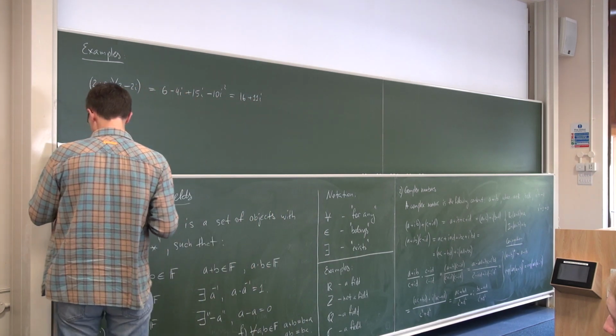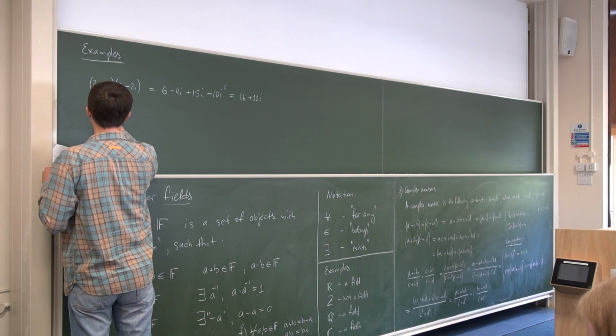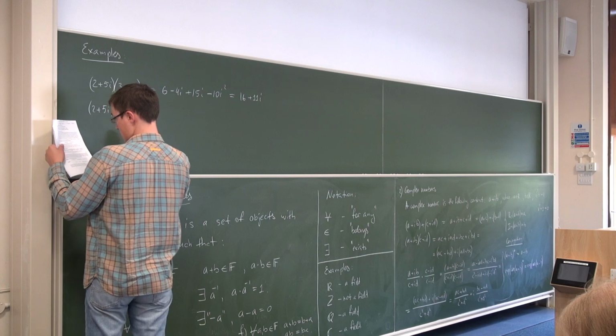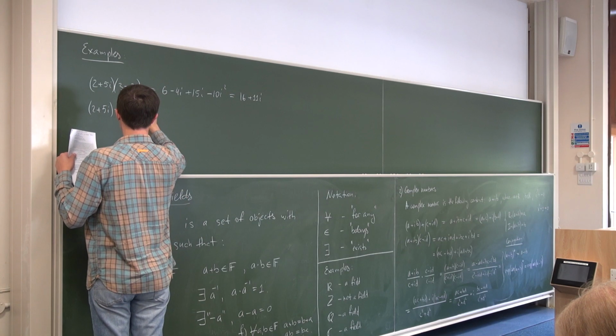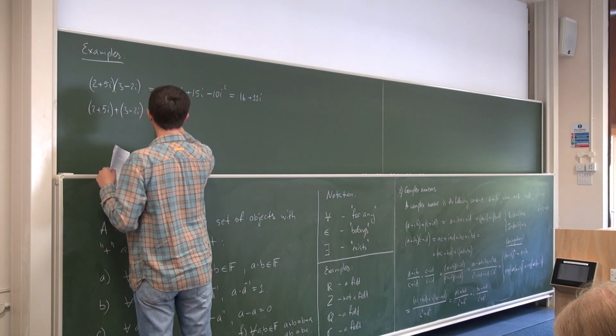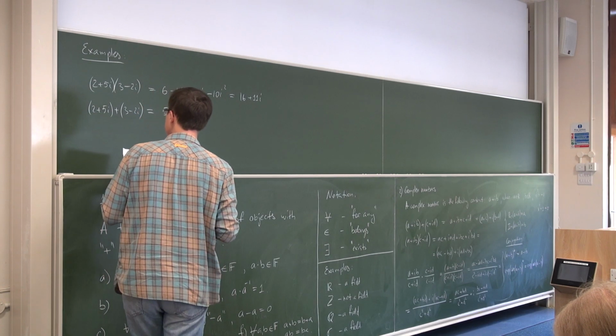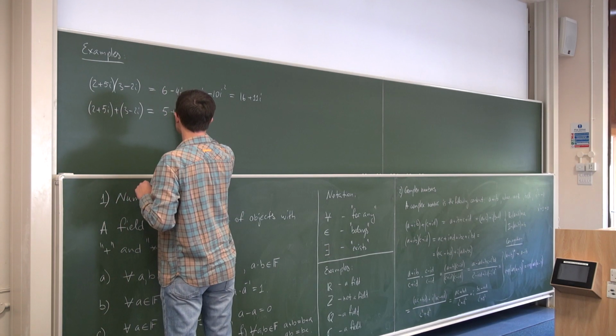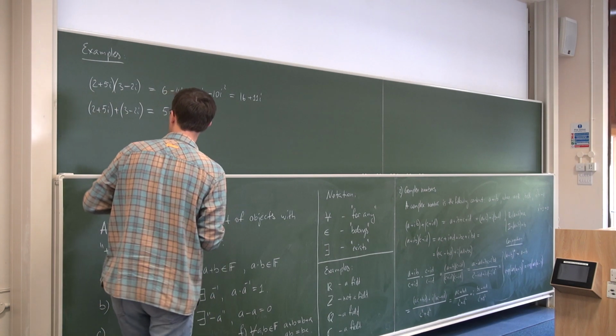Addition is even easier. So 2 plus 5i plus 3 minus 2i, just element by element. 2 plus 3, 5. 5i minus 2i, plus 3i.